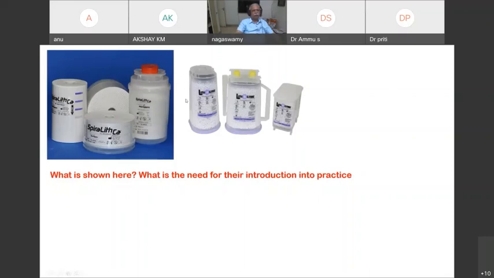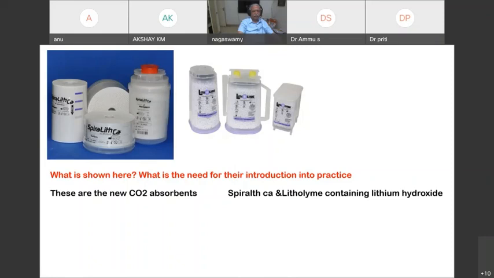Can you, just looking at these jars, first identify what they could be, even if you have not seen them? CO2 absorbers. These are all canisters which can be directly fitted into the machine. Okay, so the spiralate calcium. There are new CO2 absorbents, spiralate calcium or Litholyme, containing lithium hydroxide.